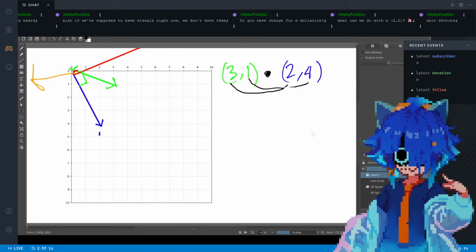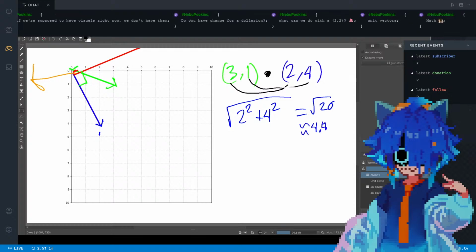Let's not do that. Never mind. The length of this vector is 2 squared plus 4 squared, square root of that. So that would be 4 plus 16 is 20. So the square root of 20. And the square root of 20 is approximately 4.47.